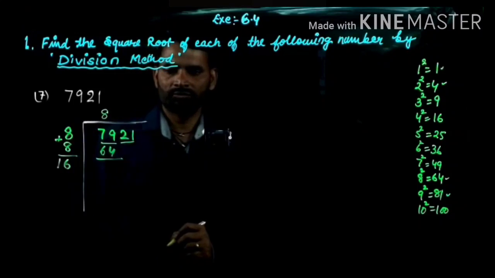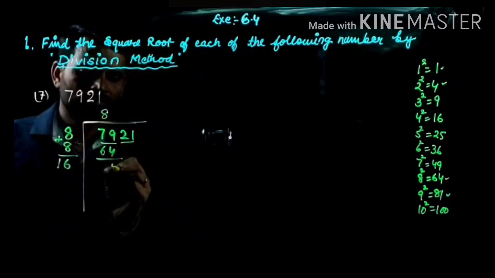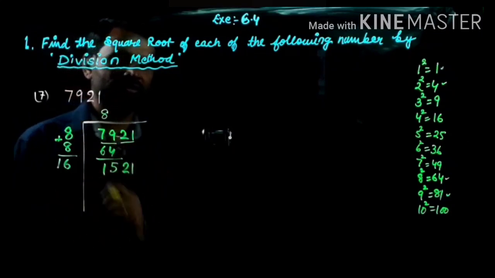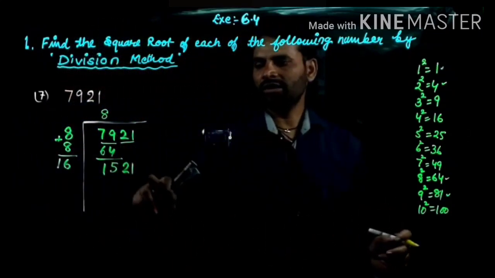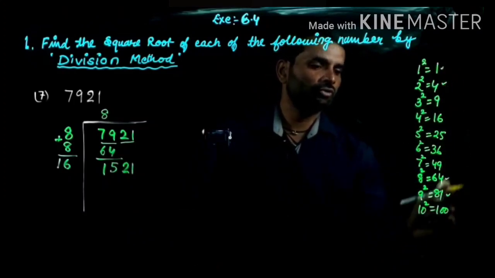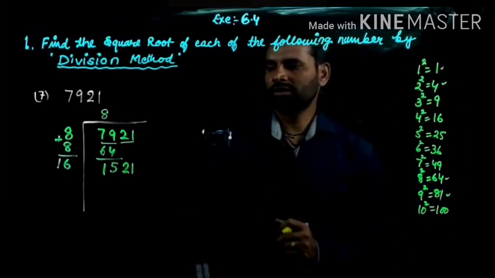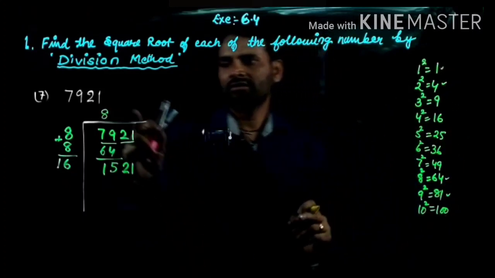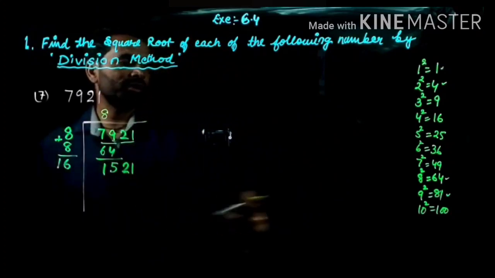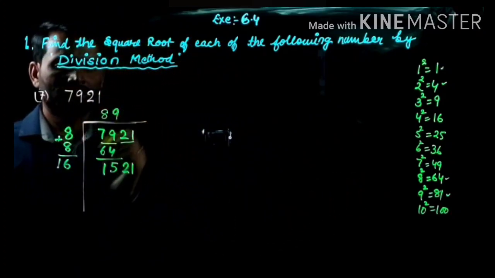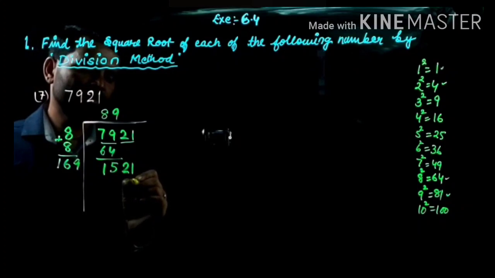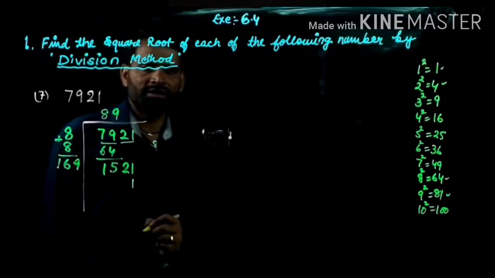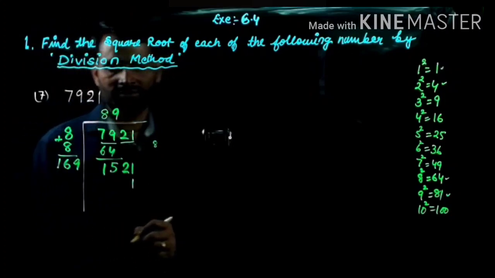Then 79 minus 64 is 15 and bring down 21. The second pair is 21, and the last will be 1. Two numbers will become 1: 9 and 1. Suppose you choose 1, it is a very small number, so you choose 9. 9 times 9 is 81 and 9 times 6 is 56.